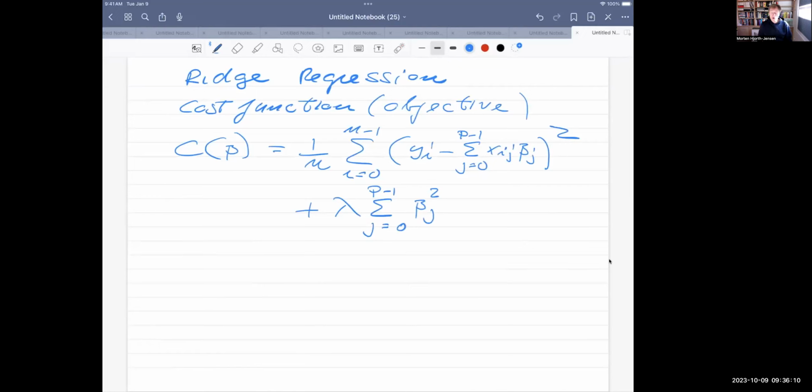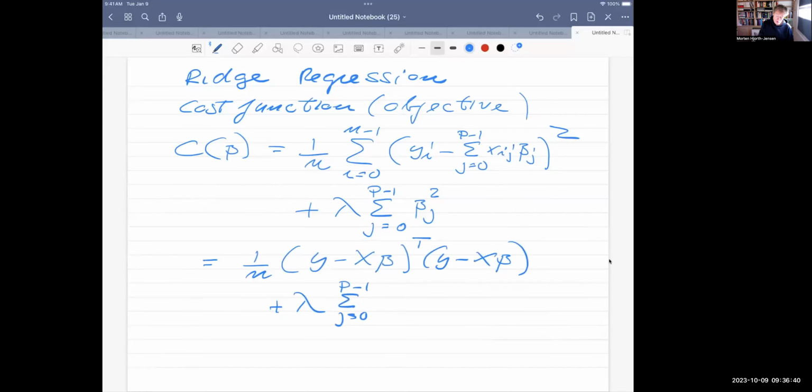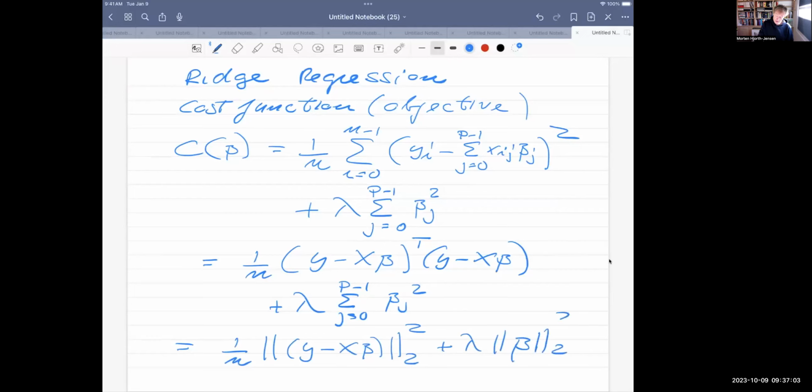This is often written in a more compact way. So you will see that often written out as the expectation value, the mean squared value, or in terms of this vector matrix notation, which we've been using, y minus x times beta, transpose, times y minus x times beta. And then I have plus lambda. And you will often see this being rephrased in terms of a norm of a vector. And you will see it rephrased in terms of 1 over n times the norm 2 of a vector, squared, plus lambda times the norm 2 of this vector squared.